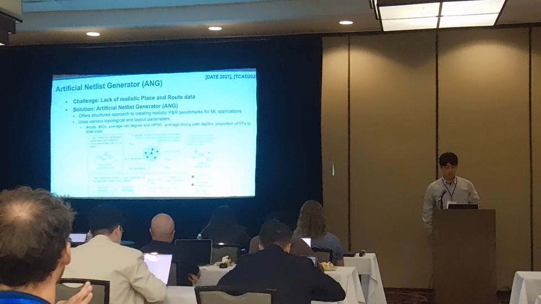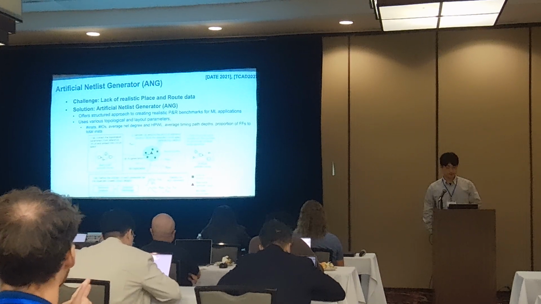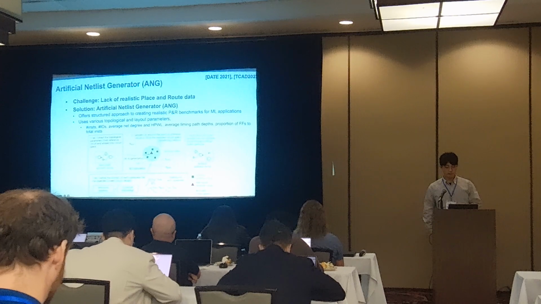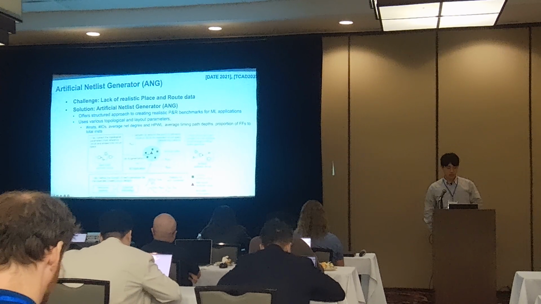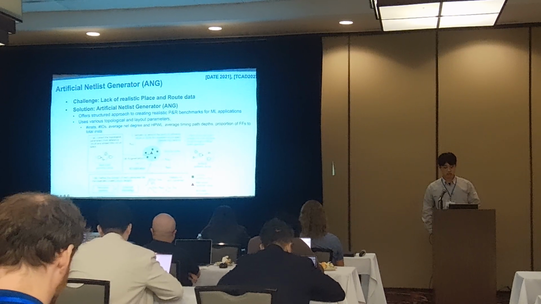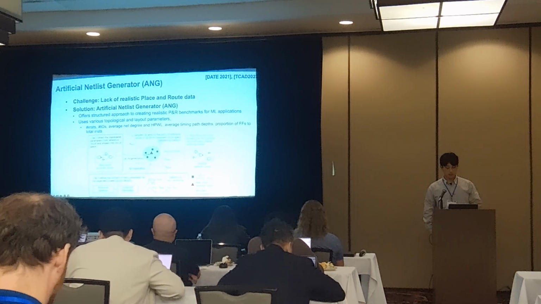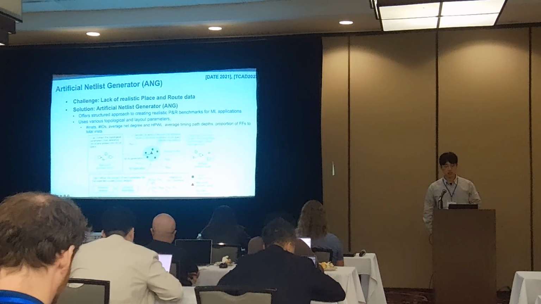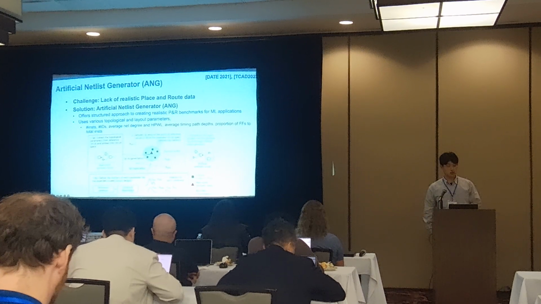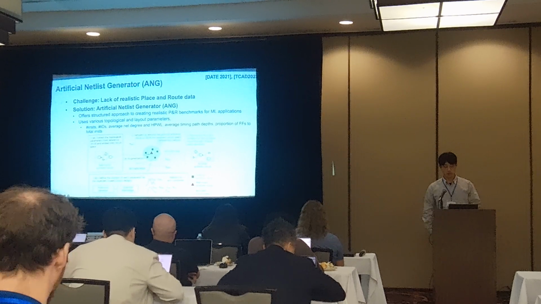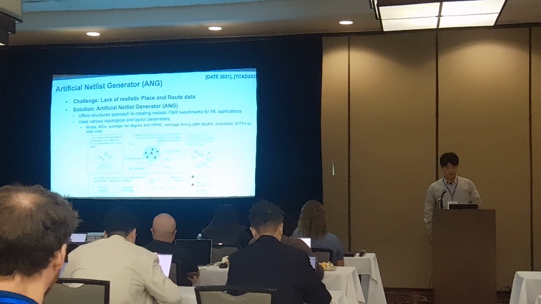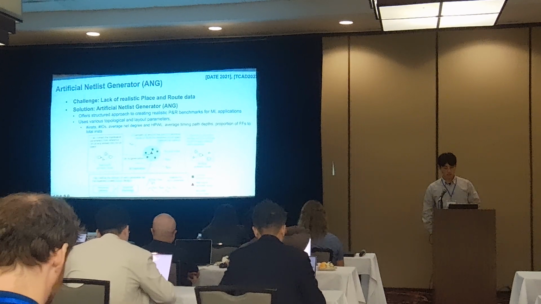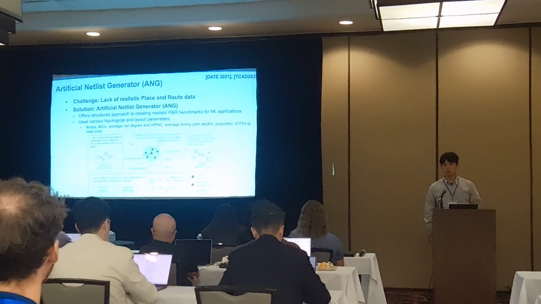Here, we introduce the artificial netlist generator, ANG, to tackle the lack of shareable PNR data. The recent development of ANG can be a potential solution. It offers a systematic approach to create artificial yet realistic PNR benchmarks. It uses various topological and layout parameters such as instance count, IO, net characteristics, and path characteristics to create a realistic netlist. The figure shown here illustrates the PNR data generation process using ANG.